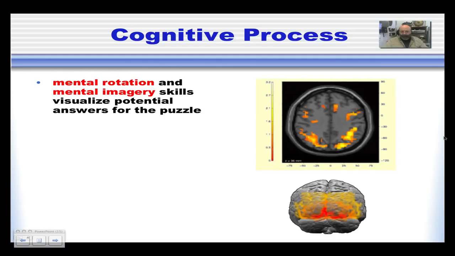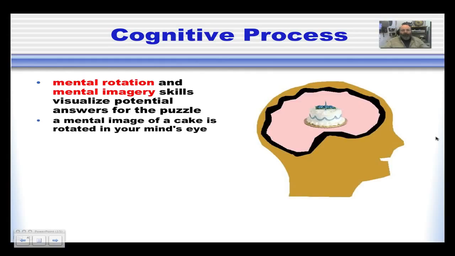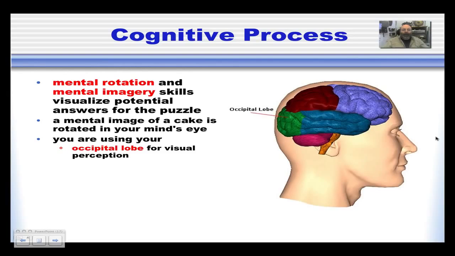So for instance, in the back of my occipital lobe is where this is going to be processed. And you can see on these diagrams here on the right hand side that the parts of my brain that light up when thinking through this process are in the back of my head in my occipital lobe. Okay, so first, I've got a mental image of a cake that's rotated in my mind's eye. So not only do I have to be able to envision a cake when I close my eyes, I have to be able to rotate that cake. I have to be able to move it around in my mind to solve this problem. So I'm also going to be using my occipital lobe for that visual perception.